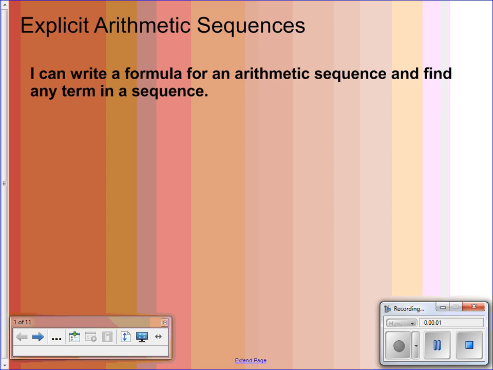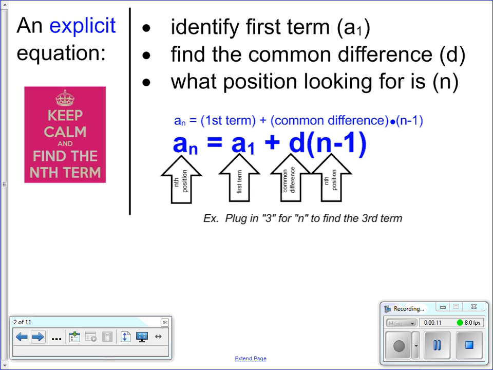In this lesson, we'll be discussing explicit arithmetic sequences. At the end of the lesson, you should be able to write a formula for an arithmetic sequence and find any term in that sequence. For an explicit equation, you have to be able to identify the first term, and then you're going to need the common difference.